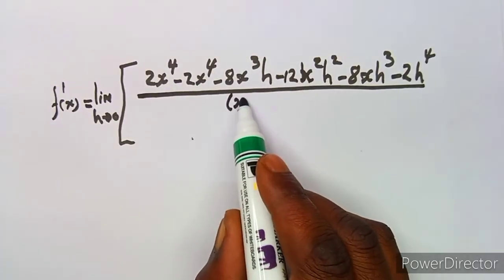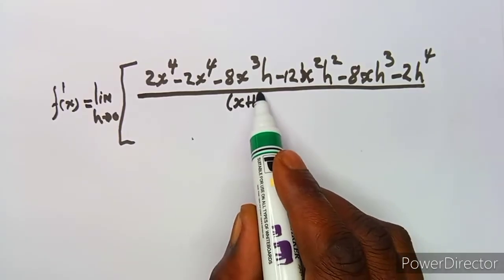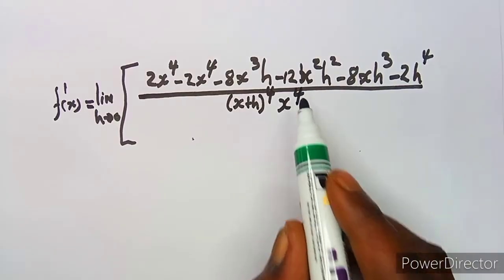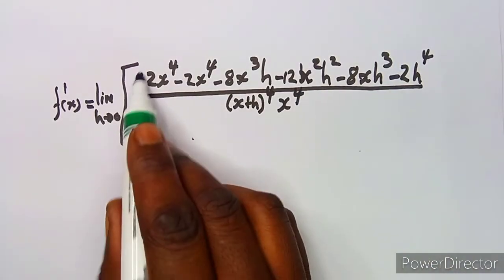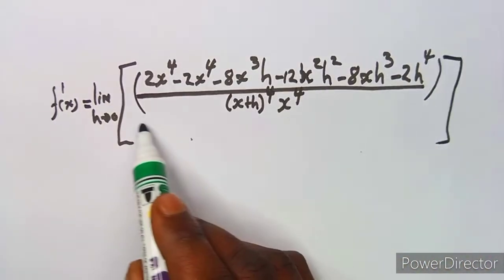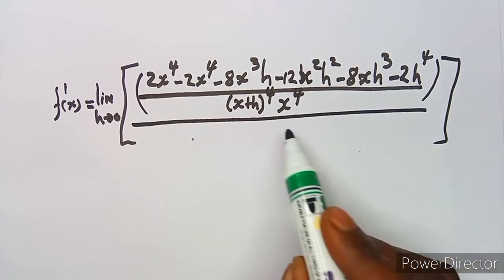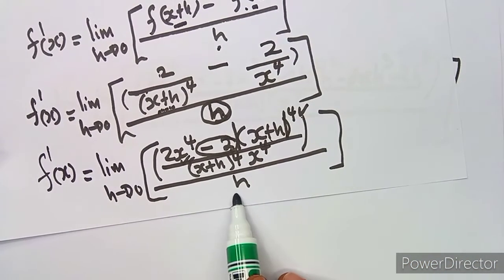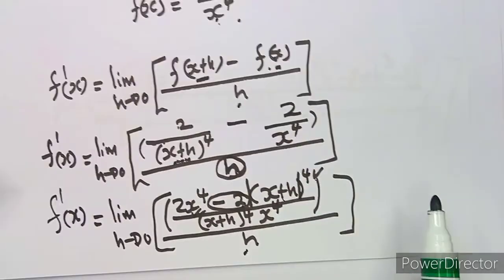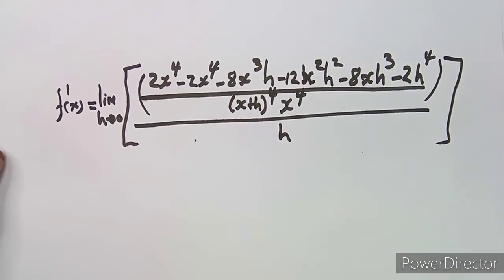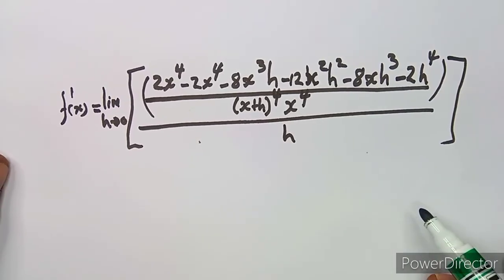Okay, do not worry about the denominator, that one, (x plus h) to the exponent of 4, x to the exponent of 4. So don't worry about this. So it's going to be like this. Okay, then we've got our h. Remember, the h is still there, everything over h. The h is still there. All right, these are the stages that you are supposed to actually take, which can lead us to a better answer there. Okay, so let's move on and see what is happening here.